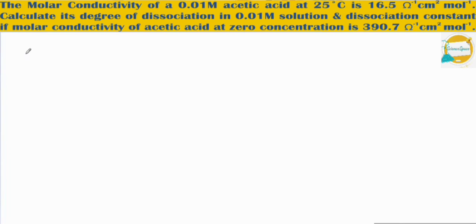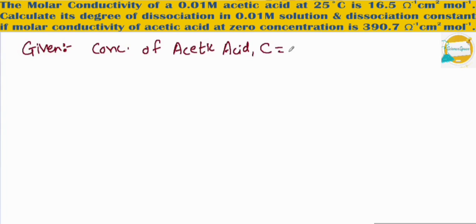As you can see from the question, इस question में given है concentration of acetic acid, which is represented by symbol capital C and its value is 0.01 molar.